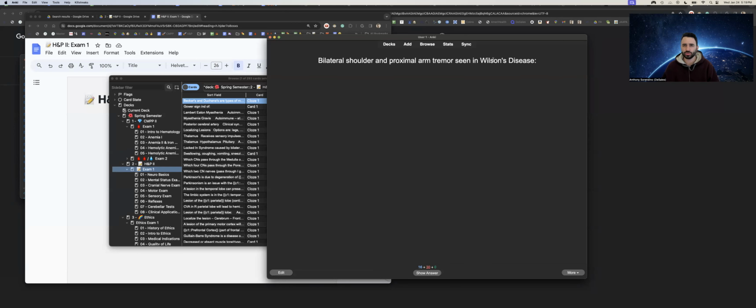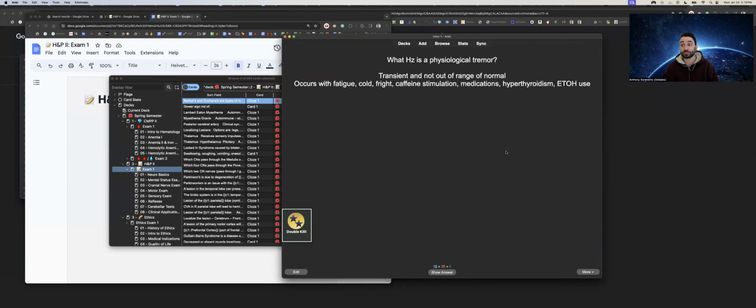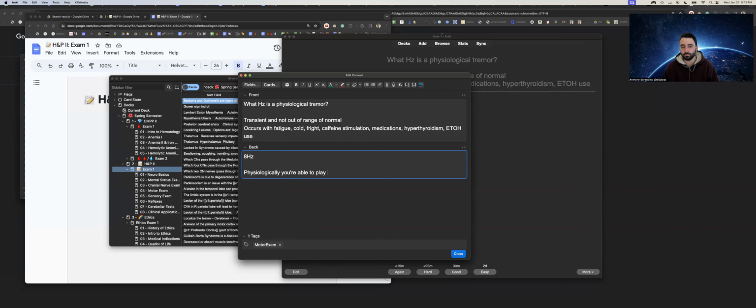Bilateral shoulder and proximal arm tremor seen in Wilson's disease. Is this just called wing flapping? Wing beating, same thing. And that's extrapyramidal because it's involuntary. What hurts is a physiological tremor. So transient and not out of range of normal, occurs with fatigue, cold, fright, caffeine stimulation. I don't know, 2, 8. I use so many 8-ball mnemonics for this. Physiologically, we're able to play pool. 8-ball.